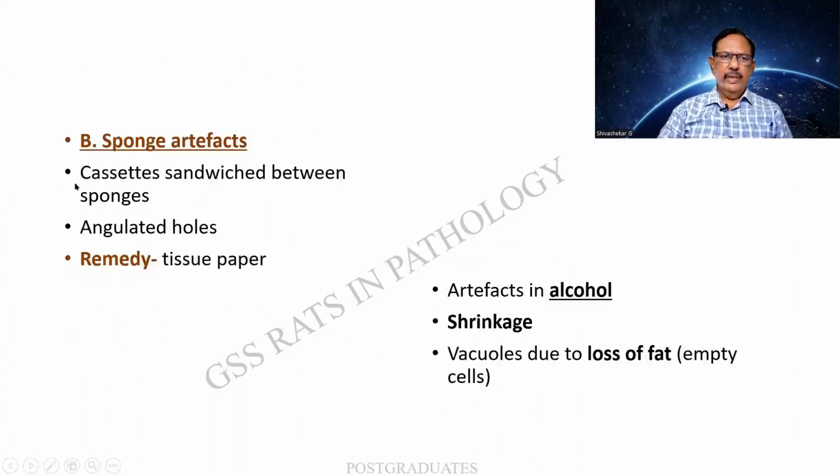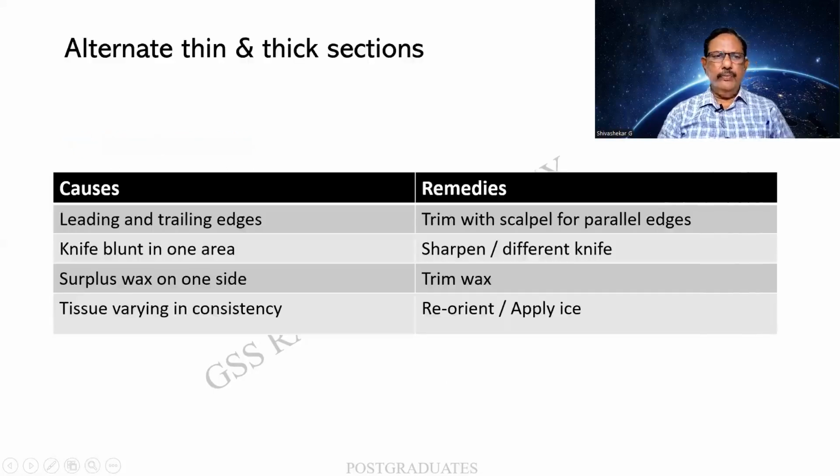Sponge artifacts. The cassettes that are sandwiched between the sponges can have it because the sponges have angulated holes. Therefore, the permeation will not be uniform throughout. The remedy will be using a tissue paper which permits the reagents to pass through uniformly. Artifacts in alcohol, we have already seen, shrinkage can be there. Vacuoles can be seen. That is, fat can be lost again due to alcohol because it is dissolved.